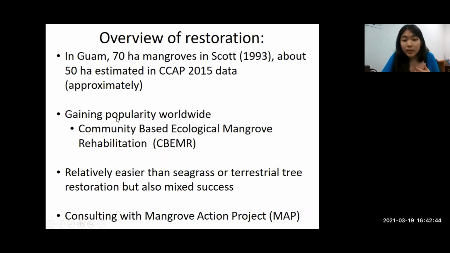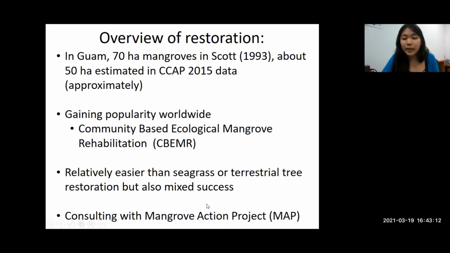Mangrove restoration in general has been very popular worldwide. There's a lot more work on it, a lot of studies on it. It's relatively easier compared to seagrass or terrestrial tree restoration. Seagrasses are always in that wavy environment. Mangroves, at least, are not always being hit by waves. You also don't have to maybe dig as huge holes for mangroves. A lot of them are just small saplings. But there also has been mixed success.